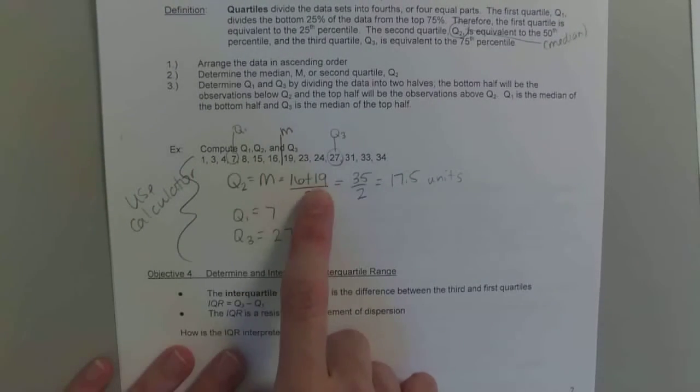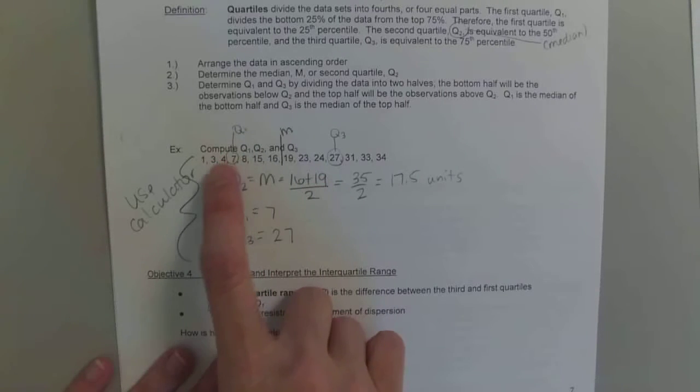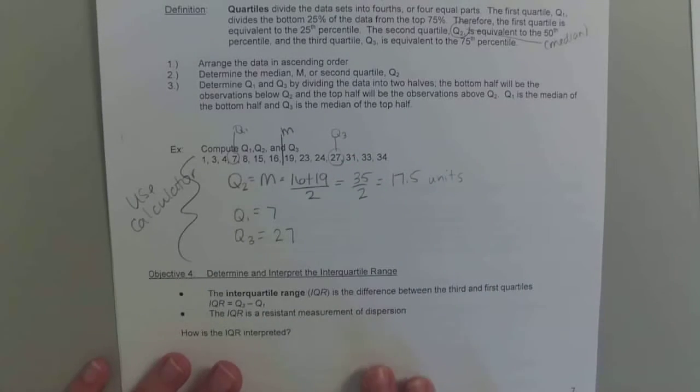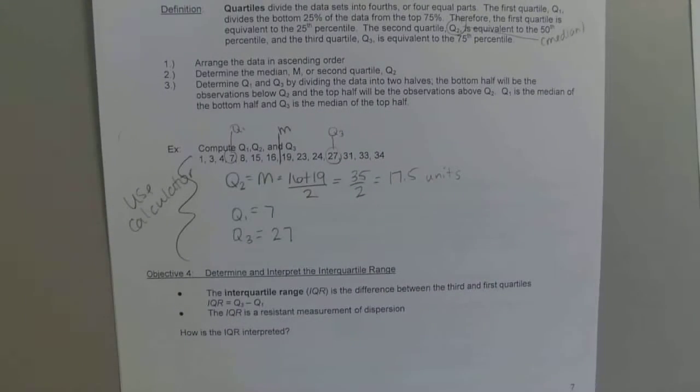If it just so happens that when you cut it in half, there's an even amount of data here, just do the same thing we had to do with Q2, right? You would average your middle 2 values of the bottom half to get your Q1. You would average the middle 2 values of the top half to get your Q3.